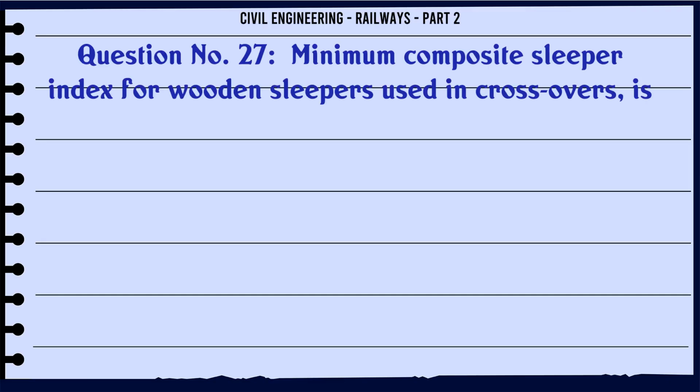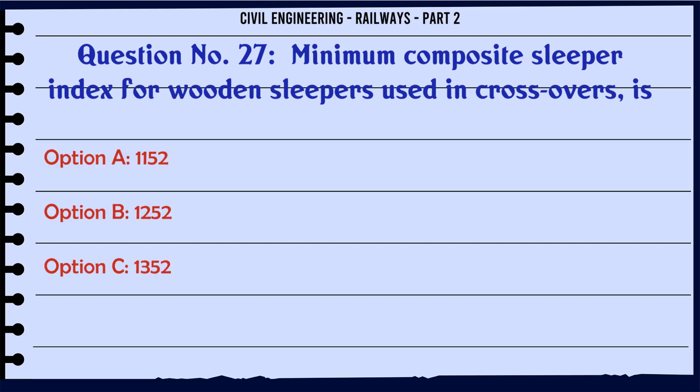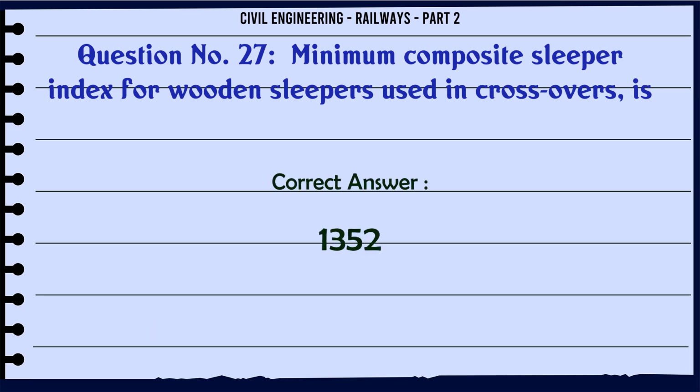Minimum composite sleeper index for wooden sleepers used in crossovers is A. 1152, B. 1252, C. 1352, D. 1452. The correct answer is 1352.